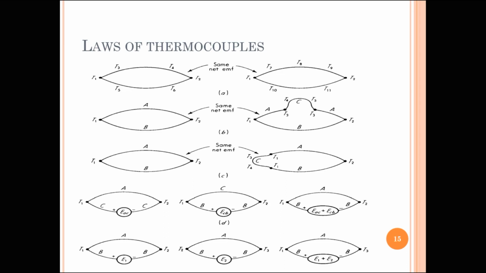Fifth point. If a thermocouple produces EMF E1 when its junctions are at T1 and T2 and E2 when at T2 and T3, then it will produce E1 plus E2 when the junctions are at T1 and T3.